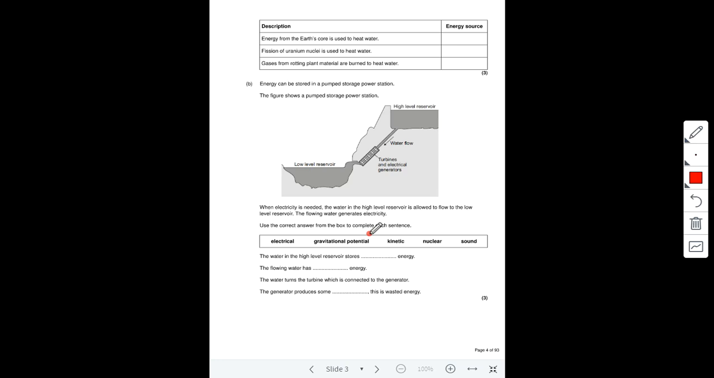So what's a generator? Would sound be the wasted energy then? Yes, it's sound energy, because a generator produces electricity, but that's the useful work. When it comes to the wasted energy, it's sound energy.